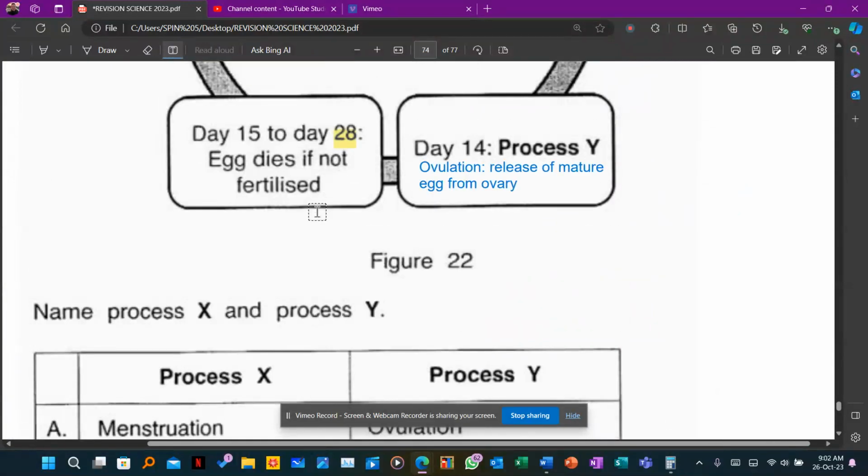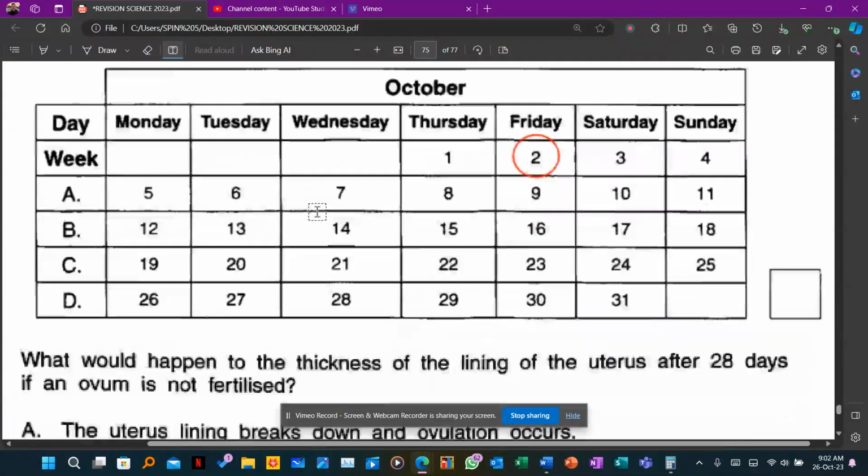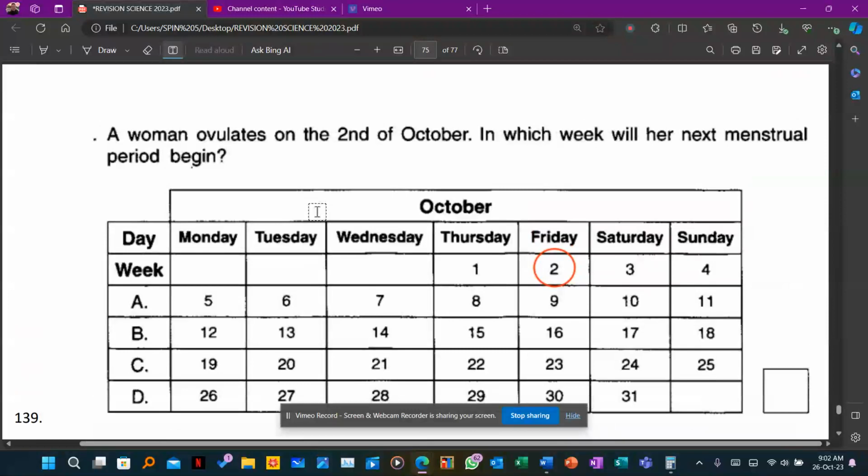Next one is the question asking you: a woman has ovulation on the 2nd of October. Ovulation is day 14, so always write it down there. When will her next menstrual cycle be?